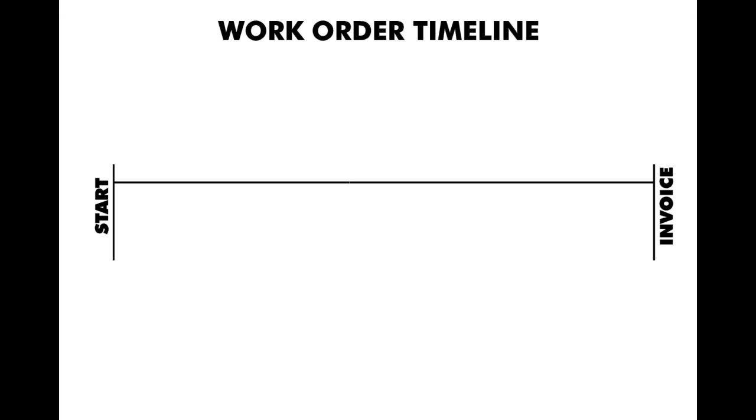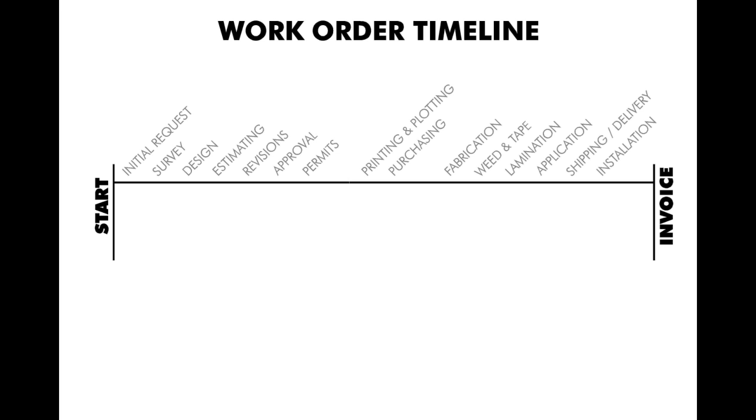Along the way, it could go through any of the following: survey, estimating, design, revisions, approval, permits, printing and cutting, purchasing, fabrication, weeding and taping, lamination, application, shipping, delivery, and installation. Signify draws a few lines in this timeline to create what we call the order status.